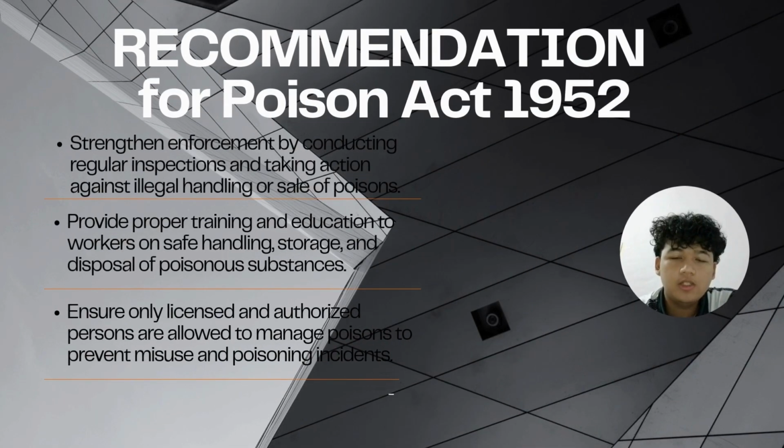Next, for the Poison Act 1952, our recommendations focus on 3 key areas. First, enforcement should be strengthened through regular inspection to prevent illegal handling and sale of poisons. Second, workers should receive proper training on the safe handling, storage, and disposal of poisonous substances. Lastly, only licensed and authorized persons should be allowed to manage poison to reduce misuse and poisoning incidents. These measures help improve safety and protect public health in Malaysia.